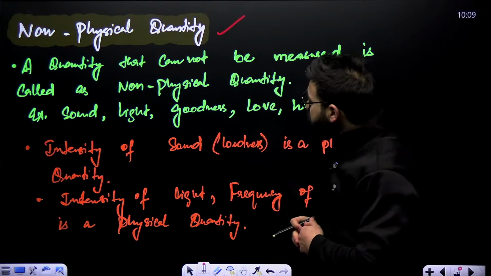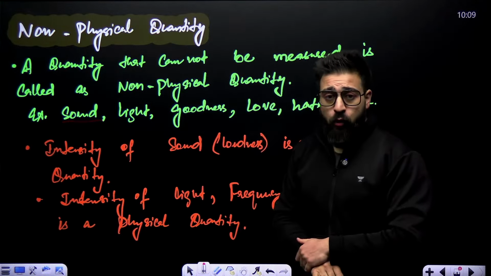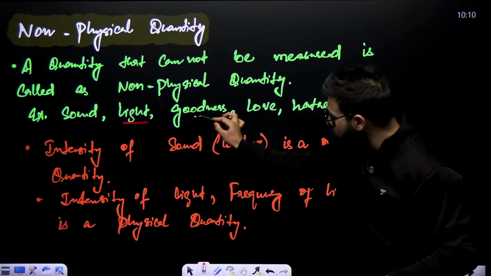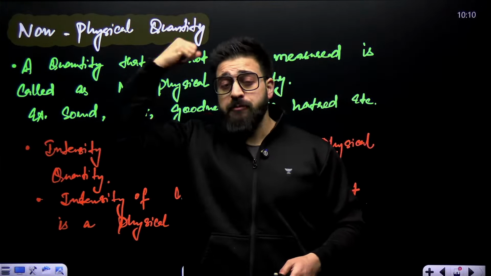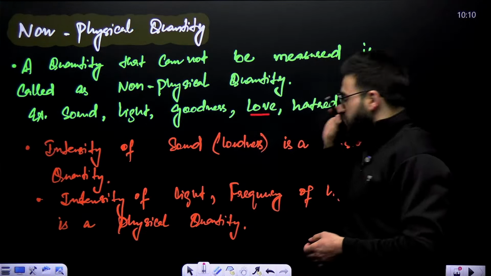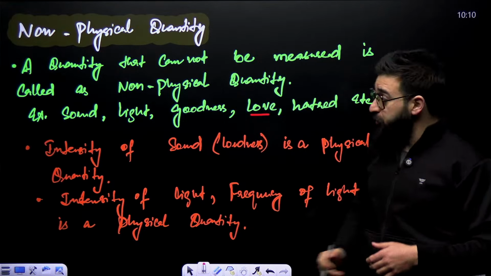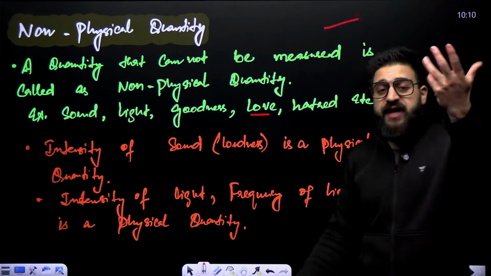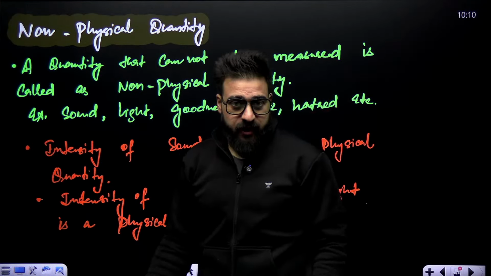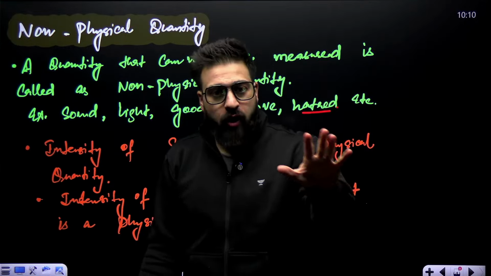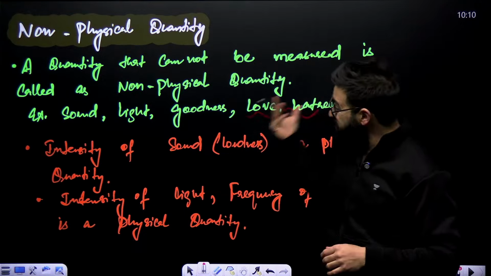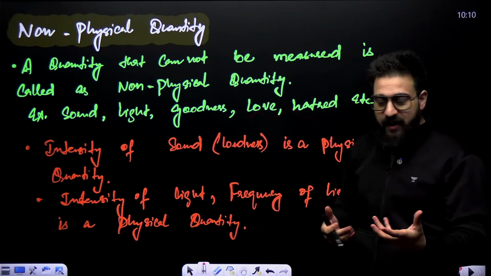Examples are sound and light. Forget about these as of now. Let's talk about goodness. I say the goodness of this person is very large, but you don't say it has 2 kg of goodness. Love is also a non-physical quantity. We do not say I love that person by 2 kg. Similarly hatred: I hate him 2 liters, 2 kg. That is wrong. These are quantities which cannot be measured. They are immeasurable, as simple as that.